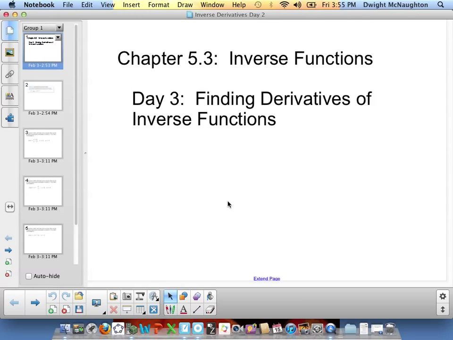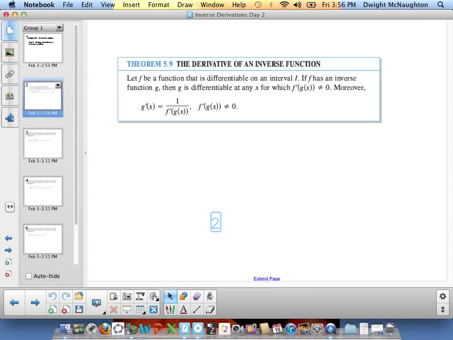We also talked about another way: we could just find the derivative of the original function, find the value of the derivative at that specific point, and then take the reciprocal of that. So we're going to do our derivatives that way today. And that follows this rule. g prime of x equals 1 over f prime of g of x. And we put the g of x in there to show that really we're looking at f prime of y from the original function.